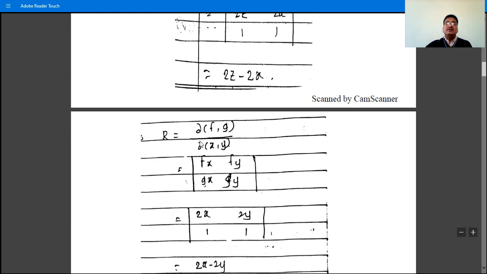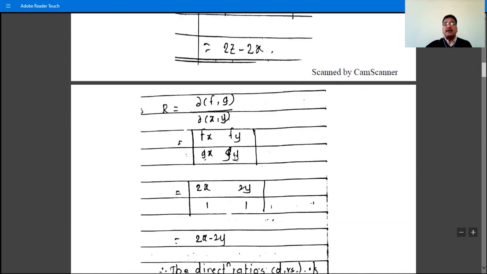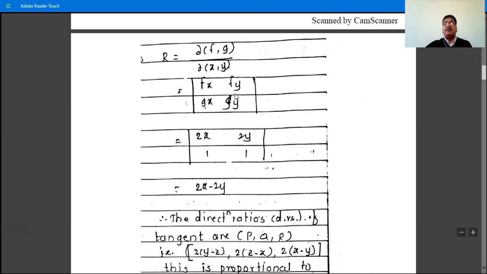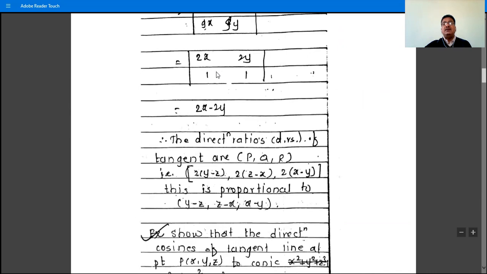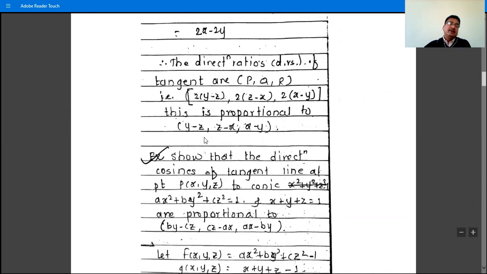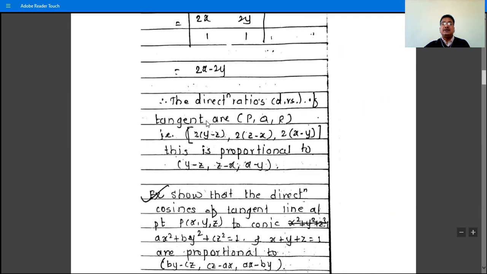Then R is what? ∂(f,g)/∂(x,y), that is the determinant with rows ∂f/∂x, ∂f/∂y, meaning fx, fy, and ∂g/∂x, ∂g/∂y, meaning gx, gy. And fx is 2x, fy is 2y, gx and gy are 1, so we get 2x minus 2y as the determinant. Therefore the direction ratios of the tangent to the curve are (p, q, r), that is, (2y minus 2z, 2z minus 2x, 2x minus 2y).